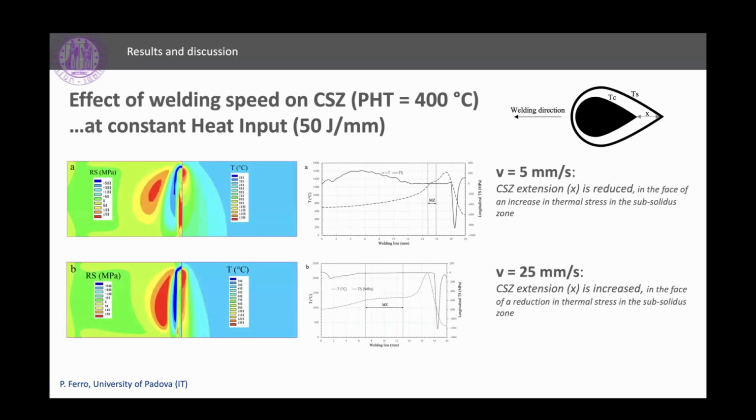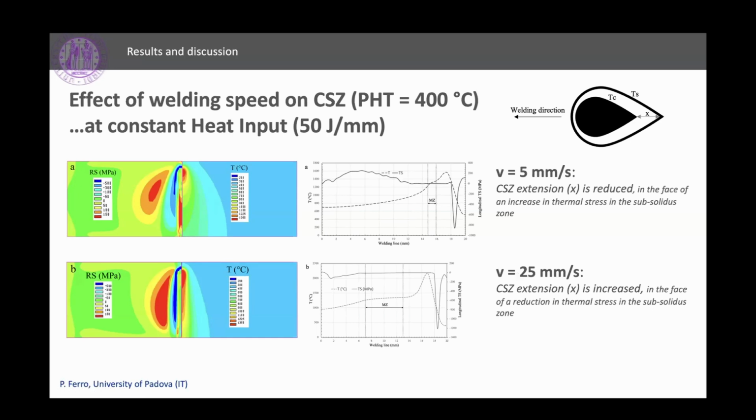About the effect of welding speed on the crack susceptible zone: the crack susceptible zone is the zone in between the solidus and liquidus temperatures, where during solidification we have a sort of mushy zone where it is expected to find cracks, hot cracking. So it is important to understand how the welding speed can influence the extension of such a crack susceptible zone. And we investigated these effects by using a welding speed of 5 millimeter per second and 25 millimeter per second.